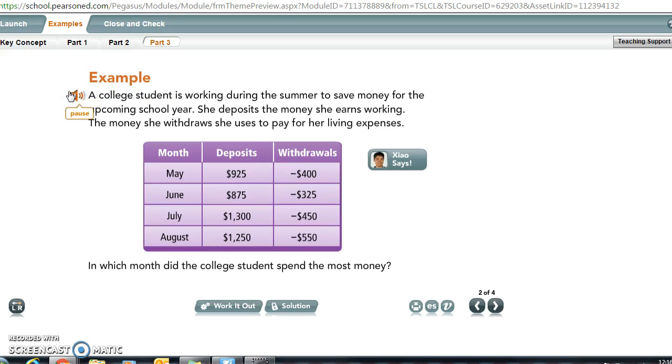A college student is working during the summer to save money for the upcoming school year. She deposits the money she earns working. The money she withdraws she uses to pay for her living expenses. In which month did the college student spend the most money?